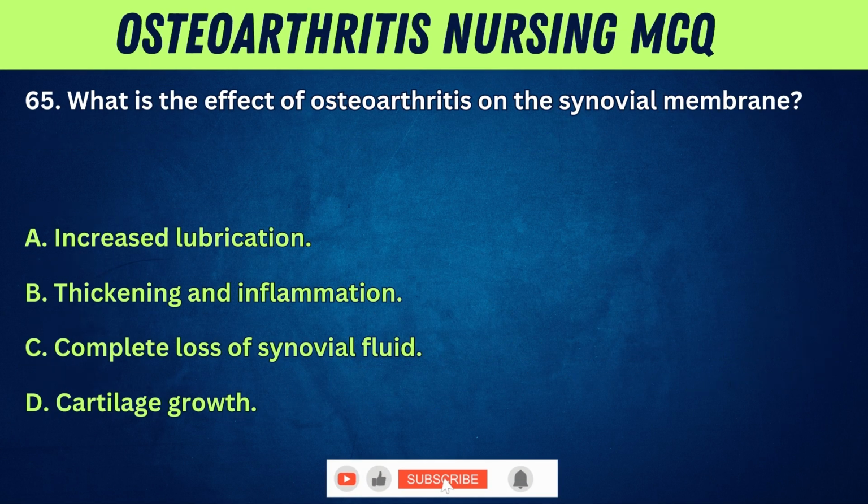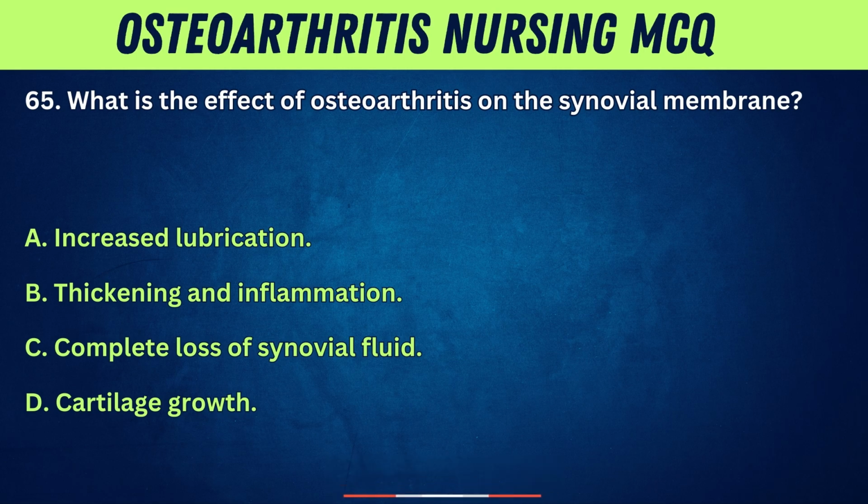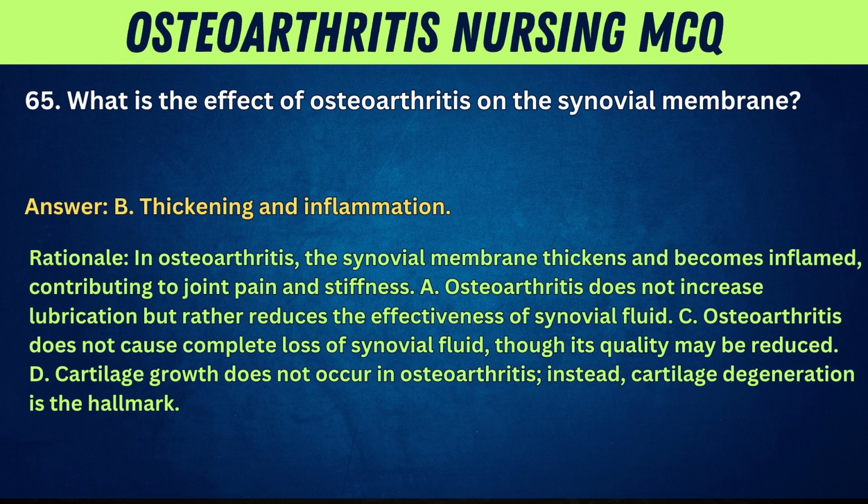65. What is the effect of osteoarthritis on the synovial membrane? A. Increased lubrication. B. Thickening and inflammation. C. Complete loss of synovial fluid. D. Cartilage growth. Answer: B. Thickening and inflammation. Rationale: In osteoarthritis, the synovial membrane thickens and becomes inflamed, contributing to joint pain and stiffness.